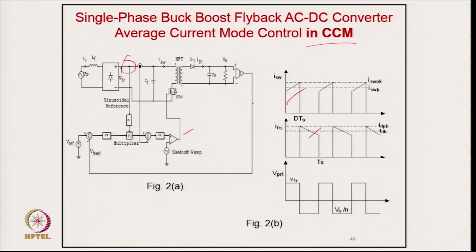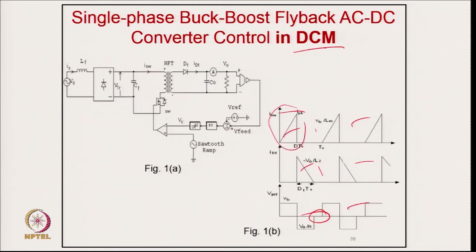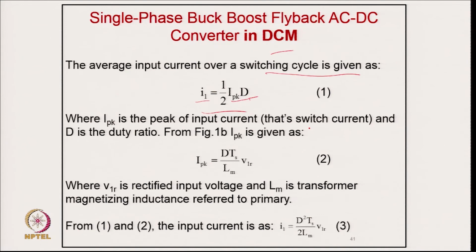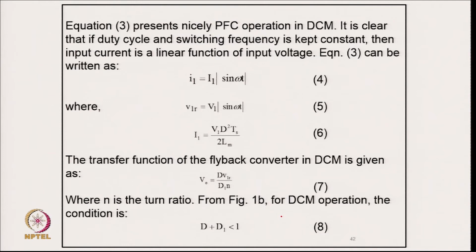If you look into this triangle typically in DCM, you can call it the area of this triangle, and I peak is the peak input current and D is the duty ratio. From the figure you can find I peak at the end of your on period, and that is the peak current, where VLR is the rectified output of the diode and LM is the magnetizing inductance. So, you can get I1 from VLR, and you can get I1 by putting the value of V1 into this.